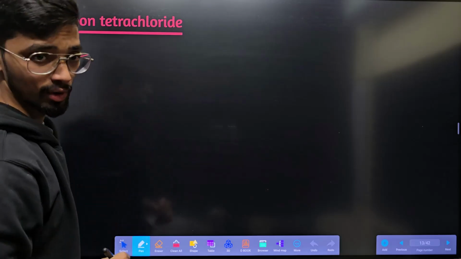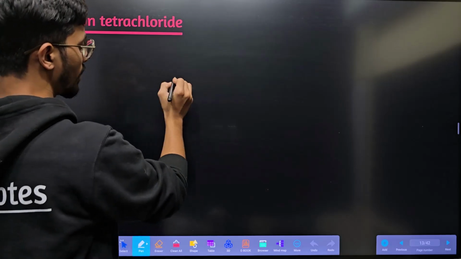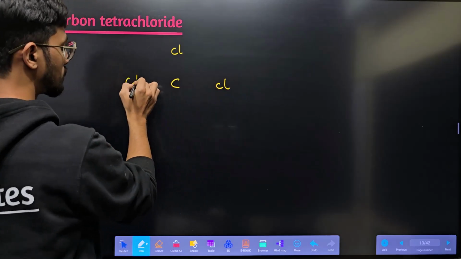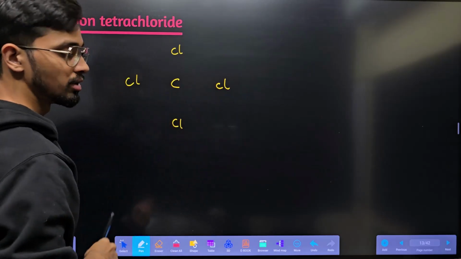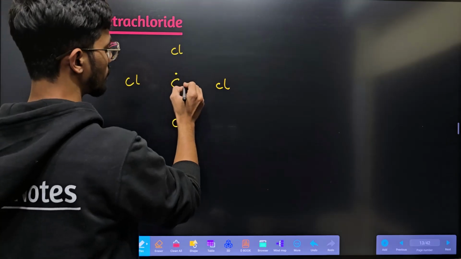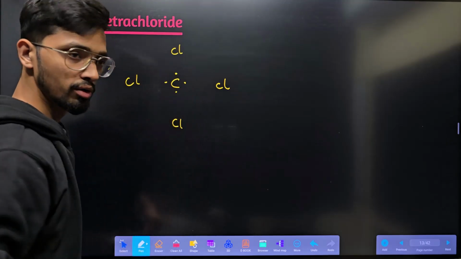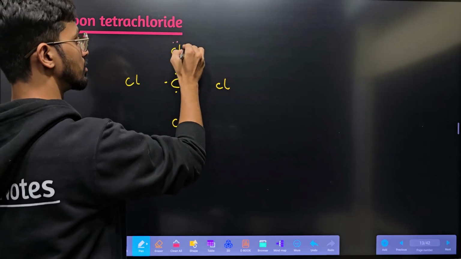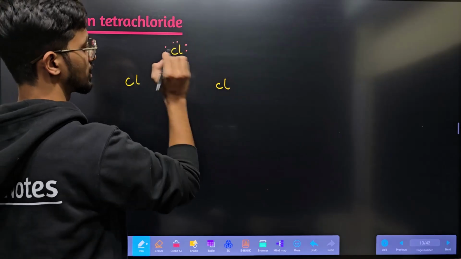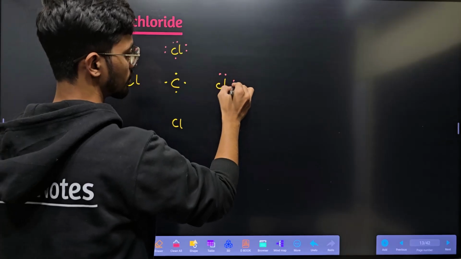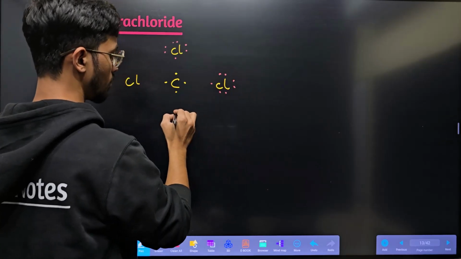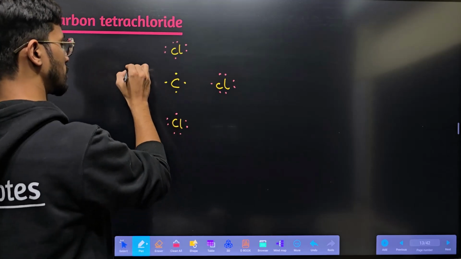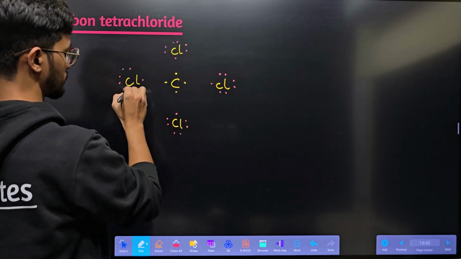How about carbon tetrachloride? See, 1 carbon, 4 Cl. Carbon has 4 electrons. Chlorine has 7 electrons each.